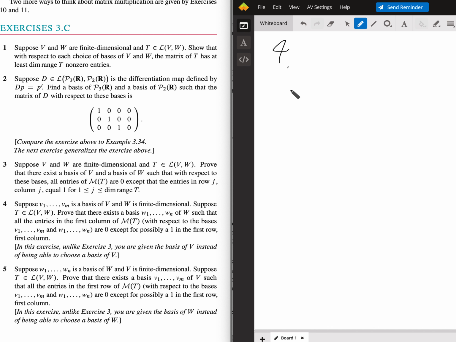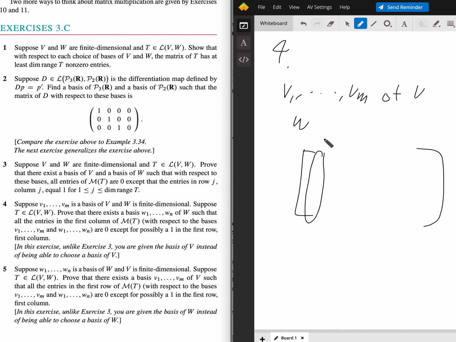Let's go through question 4. Suppose V1 through Vm is a basis of V and W is finite dimensional. Suppose T is a linear mapping from V to W, then there exists a basis W1 through Wn of W such that all the entries in the first column are 0 except for possibly 1 in the first row, first column. Okay, this is not terrible because you're just thinking about the first column, so you don't have to think about any other columns. You want potentially 1 here, but the rest have got to be zeros, right?